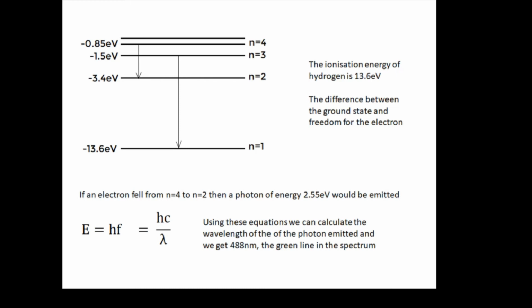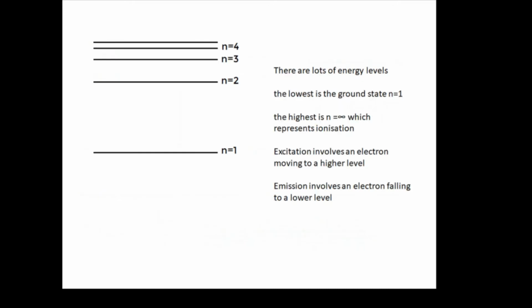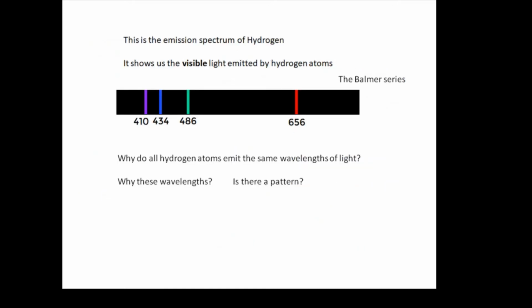Now, if an electron falls from one level to another, for example, if an electron fell from n equals 4 to n equals 2, then looking at the difference between these two energy levels, you'd get a photon with energy 2.55 electron volts. And using E equals hf, you can work out the wavelength. If you do that, you get 488 nanometers. If I go back a slide, 488, well, that looks like the green line in the emission spectrum.